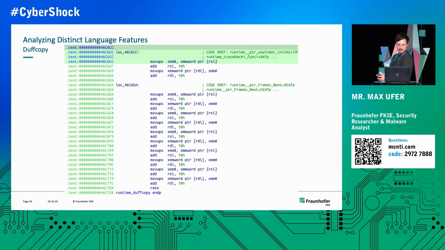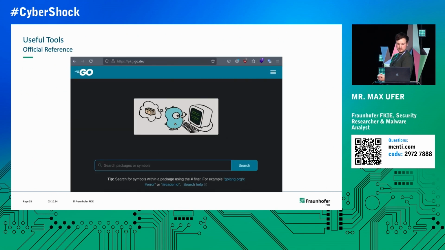So we're nearing the end of my talk. Just some useful tools that you can use in practice. The most useful tool of everything, as usual, is the official Go reference. The easiest thing that you can do if you have something in your binary that you don't understand is to try to recreate it. Write a small program which does this one thing that you don't understand.